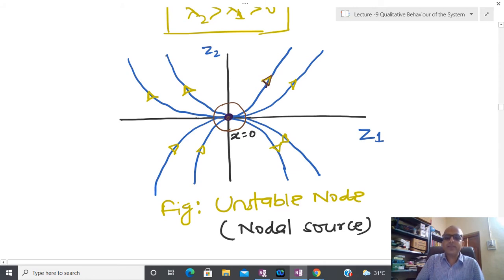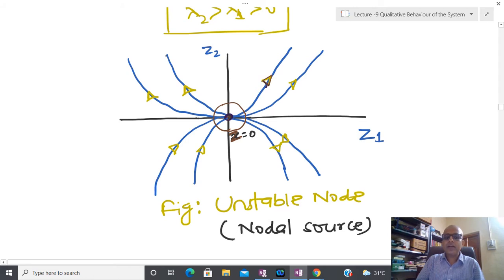Iram, could you please comment? Suppose I am not at this point, but in the vicinity of z equal to 0; I write z because we are in the z coordinate. Then what is my behavior? It will move away from the equilibrium point, sir. So finally I will diverge. Even with any small perturbation, we finally diverge to infinity.